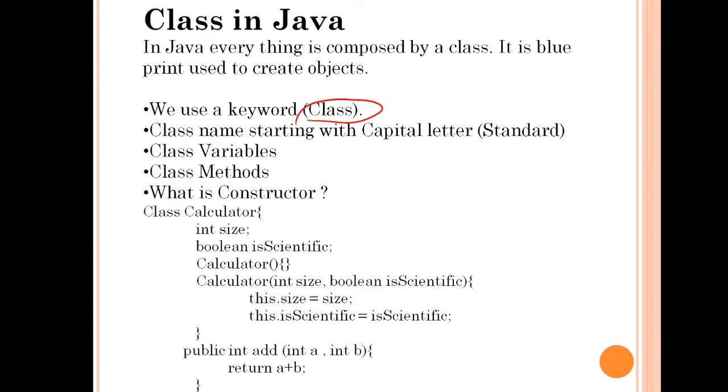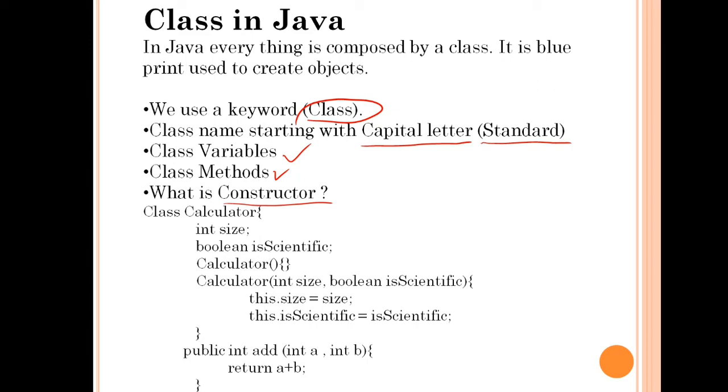Class name starting with the capital letter, right? This is the standard. It can be a lower letter or any other name, but normally programmers prefer to write the class name with the capital letter. Then inside the class we have class variables, method variables, class methods. We do have constructors, right? Constructors are used to create an object for that class. We'll show you an example of what constructors are and how we use them, right?